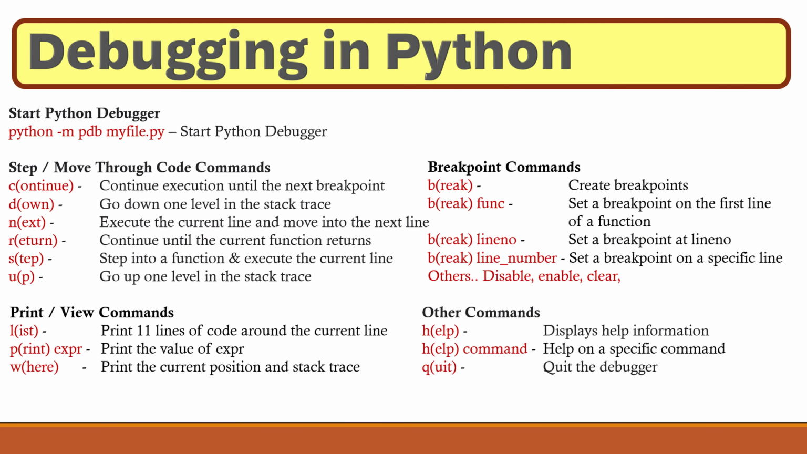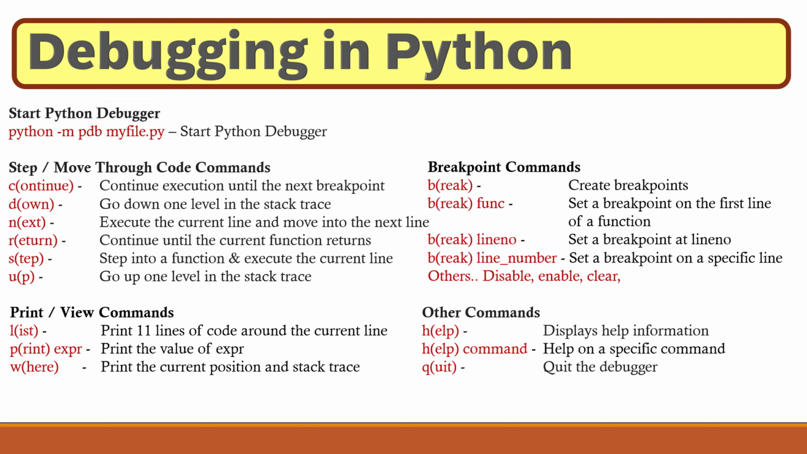Now in this slide we can see many of the commands we can use with the Python debugger. I'm not going to spend too much time on this. We are going to have a look at this in PyCharm, but we can see on the top left how to start the Python debugger. So it's python -m pdb, and then the file name, so I've called it myfile.py, which will start the debugger.